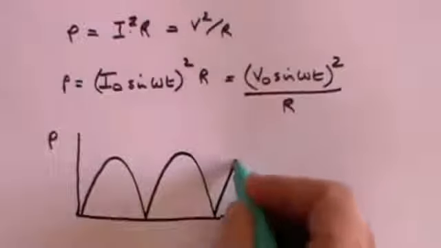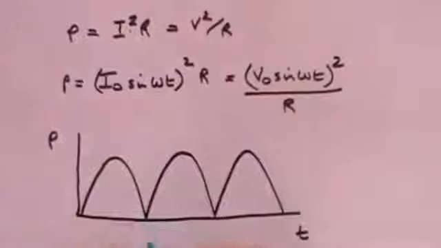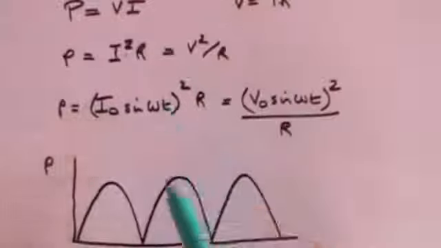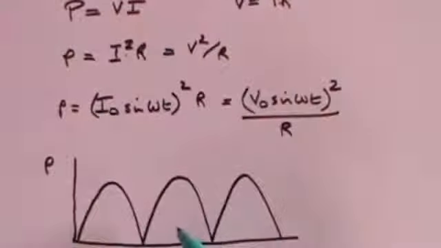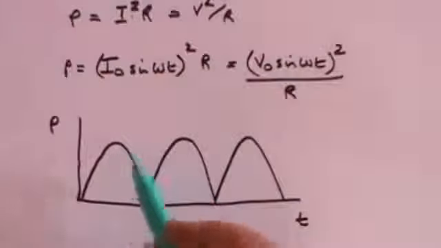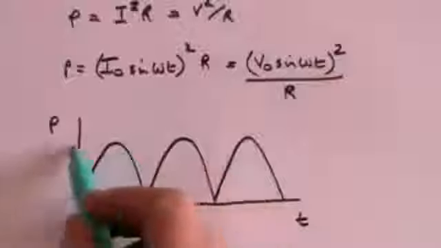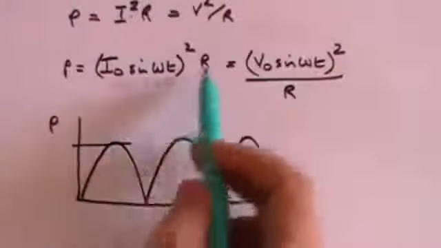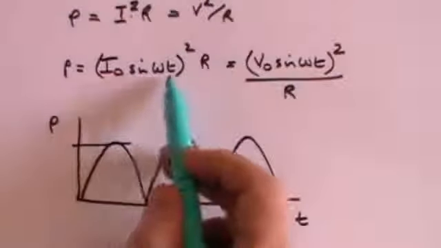It's never going to be negative. It's not going to go under here. It's never going to do that, because sine squared will always be positive. Multiply any number by itself and you get a positive term. So the power is going to look like this, where the maximum, of course, is going to be I naught squared R, which is when sine omega t is 1.